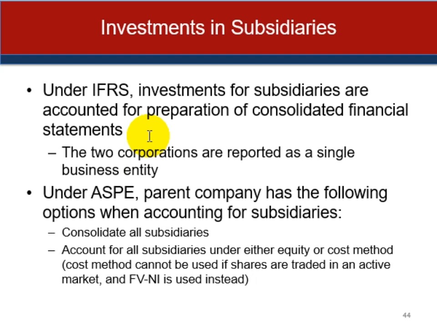Under ASPE, the parent company could consolidate the subsidiaries or just account for them under the equity or cost method. There's a note here that says that the cost method can't be used if the shares are traded in an active market, so you would have to use fair value through net income instead. So changes in value of the shares would be adjusted to the value on the balance sheet.